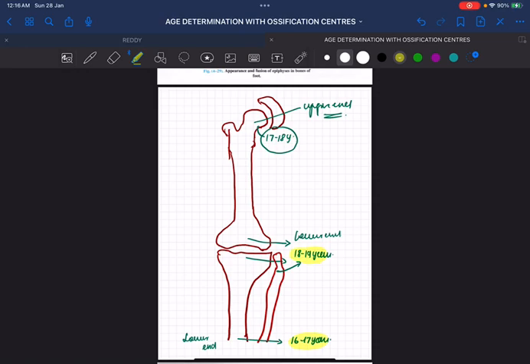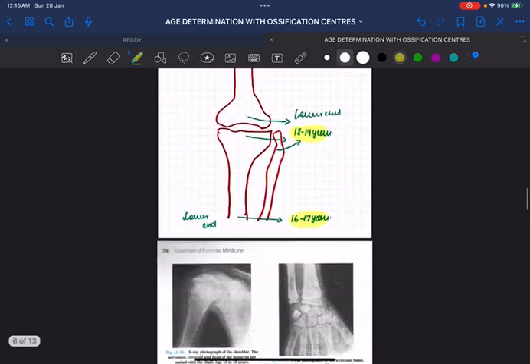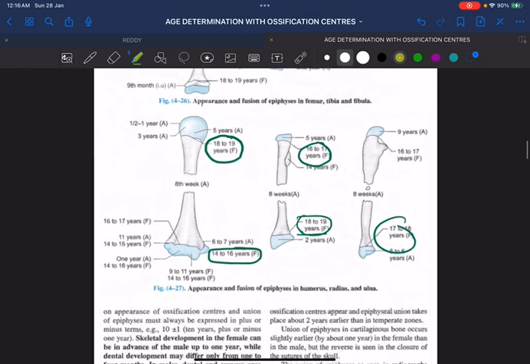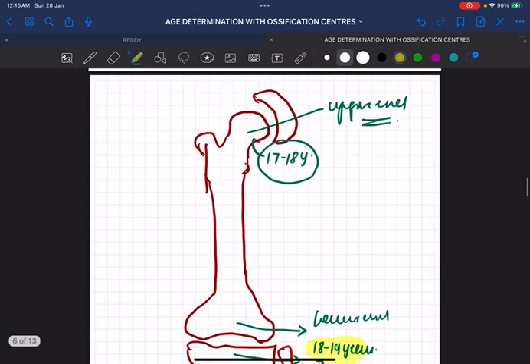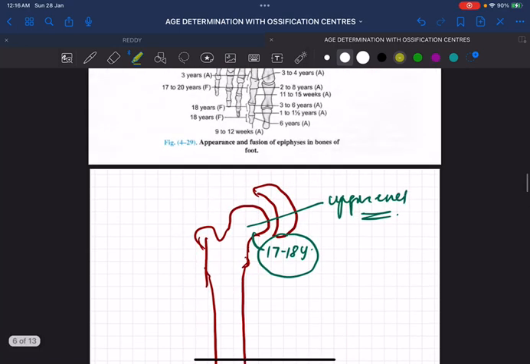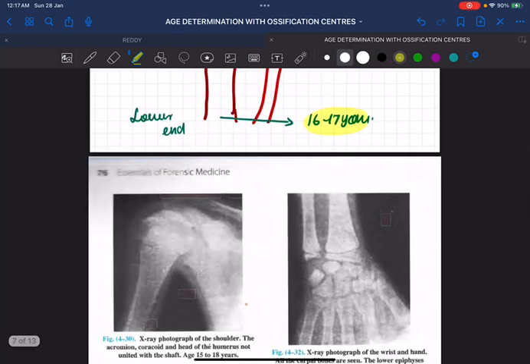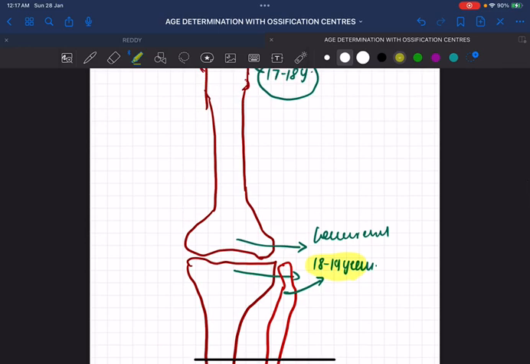Okay, finished. So femur, radius, ulna, finished. Then coming to humerus, radius, ulna. Again, upper end of the humerus, lower end of the humerus, upper end of the radius ulna, lower end of the radius ulna. Very easy. Again, 18 to 19 years. Where else do we see 18 to 19 years? Lower end of the femur, upper end of the tibia fibula, 18 to 19 years. Upper end of the femur, it is 17 to 18 years. Lower end of the tibia fibula, it is 16 to 17 years. So 17 to 18, 18 to 19, 16 to 17. Just remember like this.